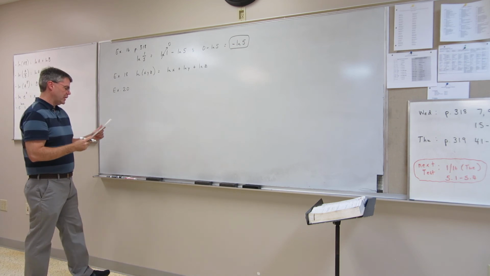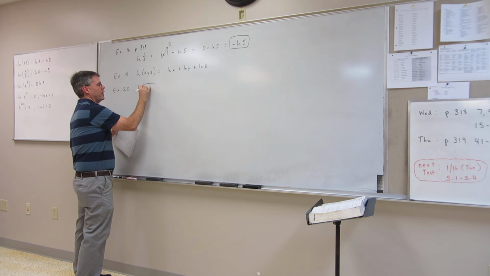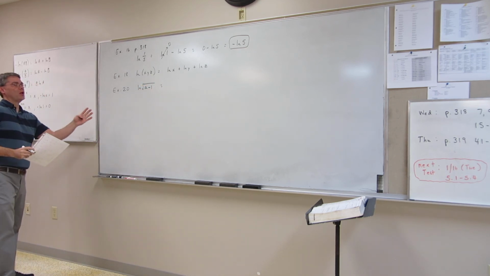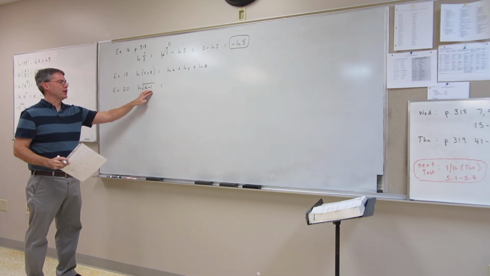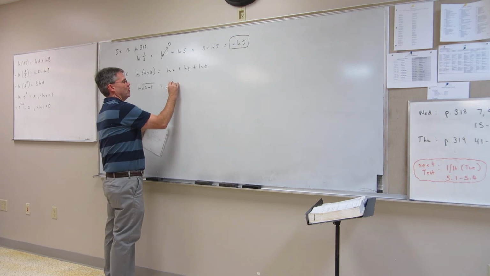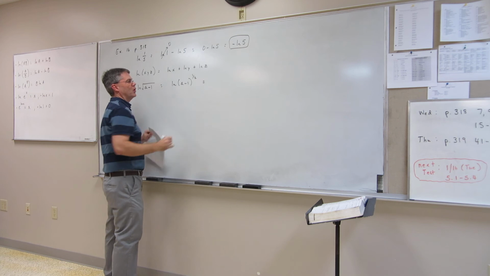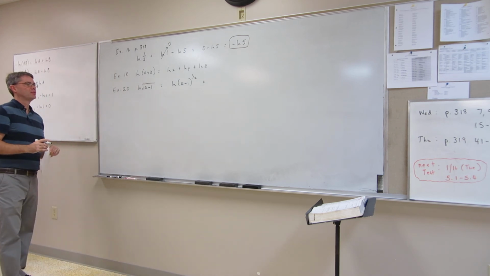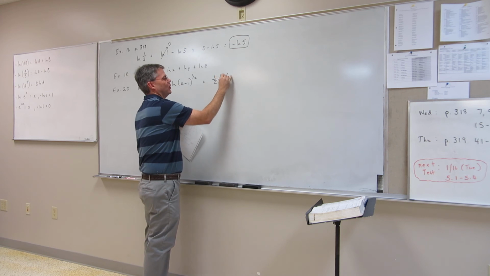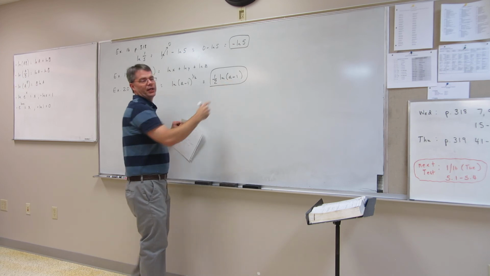All right, number 20, we have the natural log of the square root of a minus 1. Now what we're going to want to do there is take the square root of a minus 1 and rewrite it to the 1/2 power. So this would be the natural log of a minus 1 to the 1/2 power. And then what can I do with that 1/2? Take it out front. We'd have 1/2 times the natural log of a minus 1. Now I can't do anything more with that a minus 1.